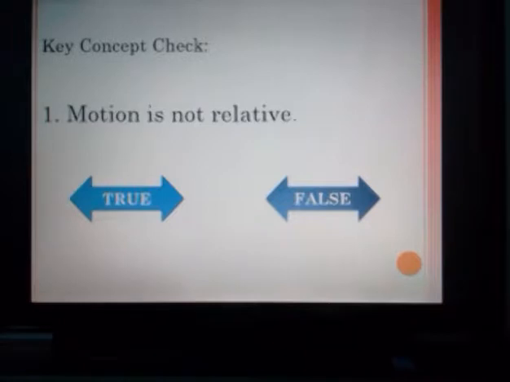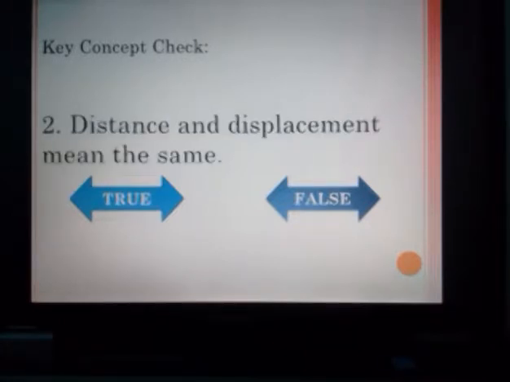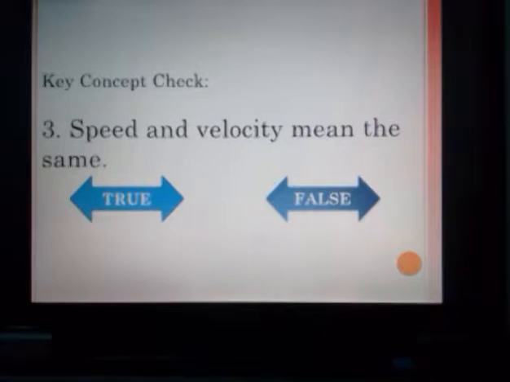First, motion is not relative, true or false. Second, distance and displacement mean the same, true or false. Third, speed and velocity mean the same. Is that true or false? Whatever your answer right now will be checked after our discussions.